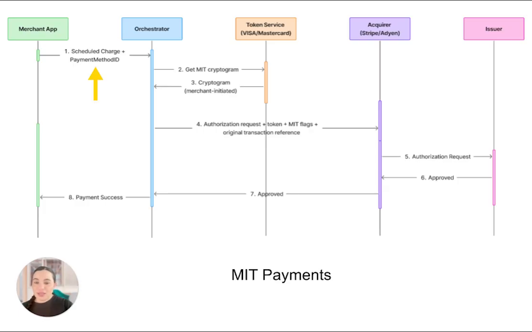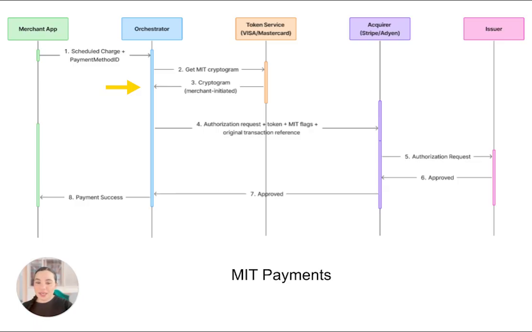In step 1, the app sends a scheduled charge with the stored payment method ID. There is no provisioning here. The token already exists from the original payment, so the flow goes straight to the cryptogram. So step 2, the orchestrator goes straight to the token service and asks for an MIT cryptogram. Step 3, the token service returns a cryptogram marked merchant initiated.